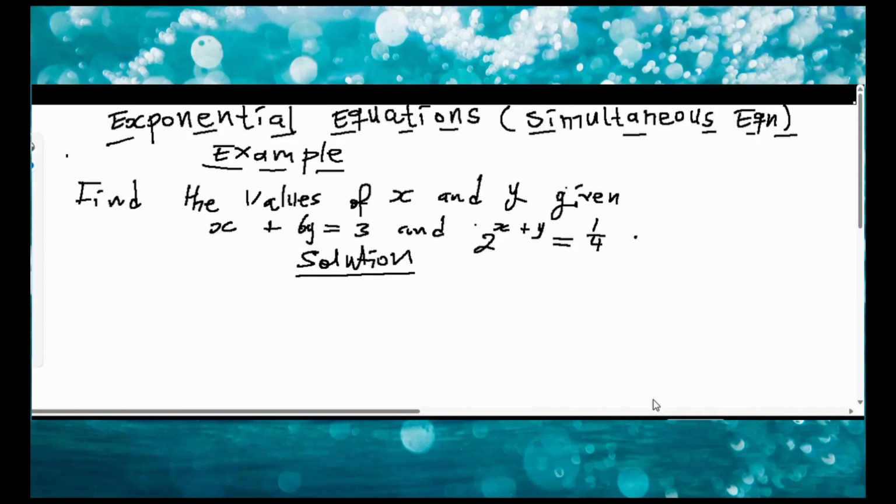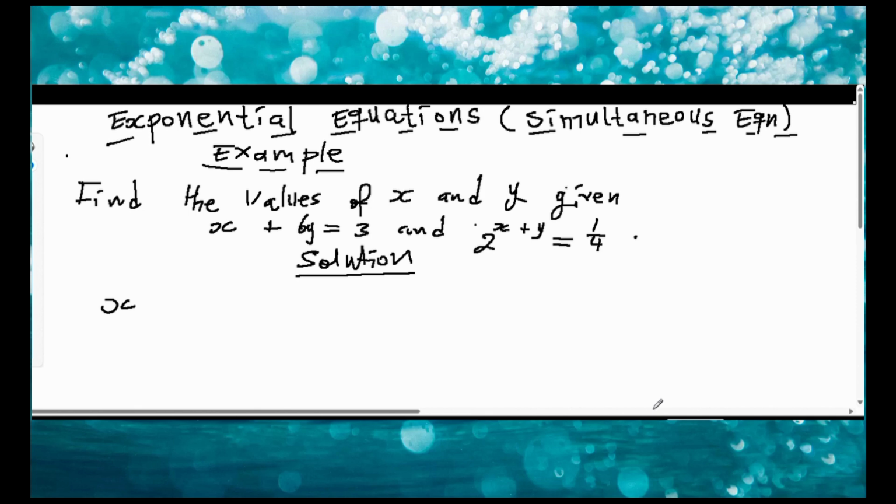In this video we're going to be looking at exponential equations leading to simultaneous equations. Taking the example, find the values of x and y given x plus 6y equal to 3 and 2 raised to the power x plus y equal to 1 over 4. Solving these, we have to first calibrate our equations.